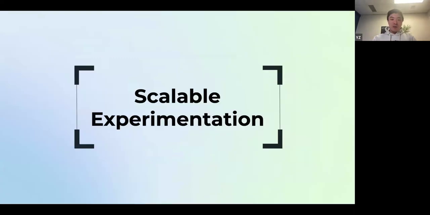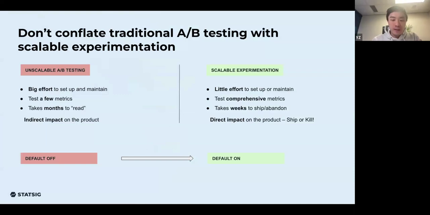Then the second section is about scalable experimentation. This is the thesis of this webinar, that people usually conflate. This is common, especially among data scientists who work in traditional industry, or data scientists who do not have much infra in their product. So with typical, unscalable A/B testing, there is a demand to do A/B testing, to do experimentation. And the data scientists come up with a list of hypotheses, and then collaborate with the engineering team to set up the experiment.